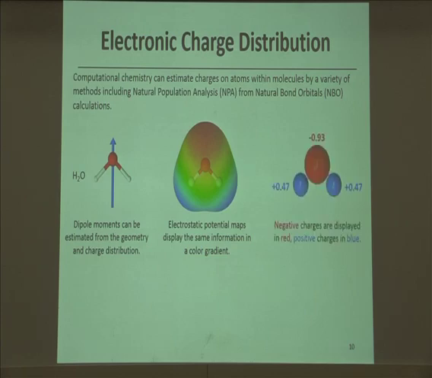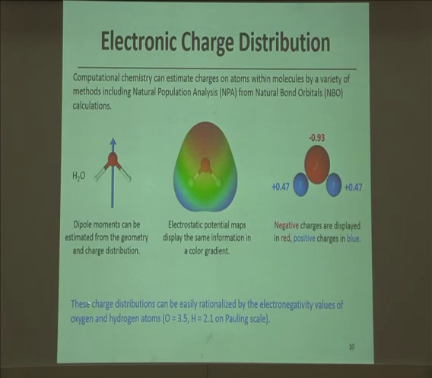Oftentimes more useful is looking at the NPA charges themselves. This depiction of water on the right shows a large red sphere covering the oxygen, in proportional size to the smaller blue spheres covering the hydrogen atoms. The numbers are hard to read, so I've depicted them next to the image. The oxygen has a charge of negative 0.93. Each hydrogen has a charge of plus 0.47. WebMO uses the same convention to display charge in this type of image as in the electrostatic potential map: negative charges are displayed in red, and positively charged atoms are displayed in blue. Each of these three images is simply communicating what we already know about the water molecule, that the oxygen is highly electronegative and pulling electron density towards itself, while the hydrogens are less electronegative and losing that electron density through those sigma bonds to the oxygen atom.